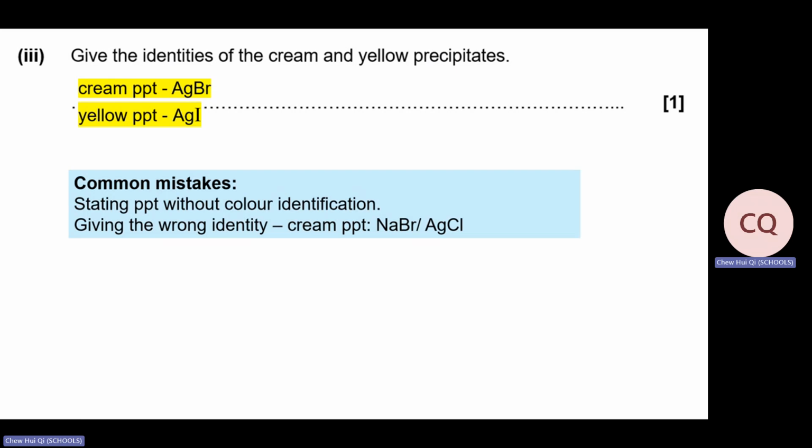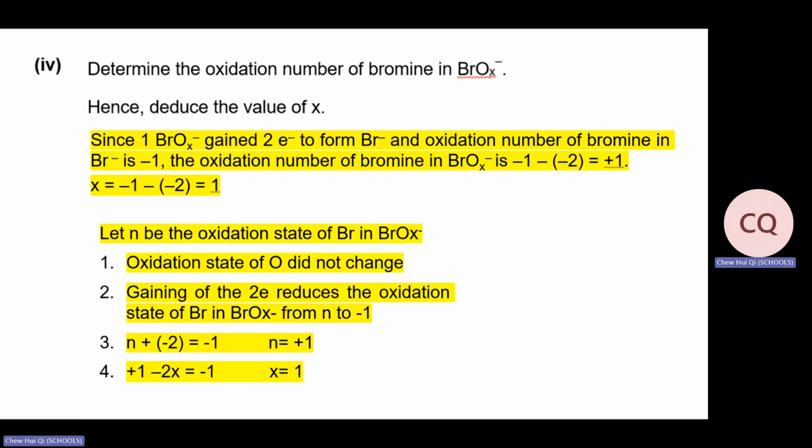Up till now, you're saying that cream PPT is AgCl. What's the color of AgCl, guys? White. Some gave funny answers like NaBr as well. No, it's aqueous, there's no PPT formed. Okay, let's move on. Part 4.